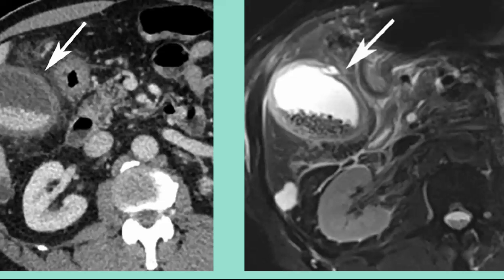Acute acalculous cholecystitis in critically ill patients tends to have a worse prognosis with a mortality rate of up to 50%. Imaging demonstrates similar findings to acute calculous cholecystitis, including gallbladder distension and wall thickening, the things that we see on these imaging, but without the gallstones.